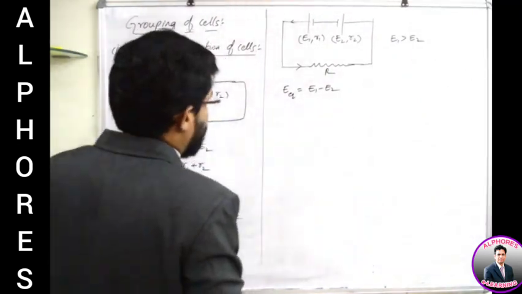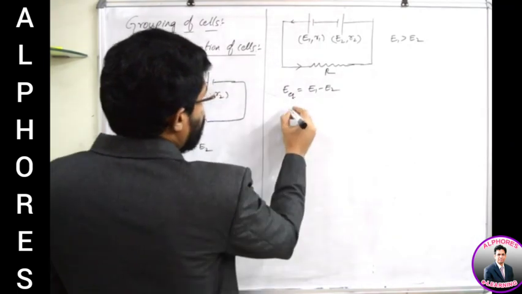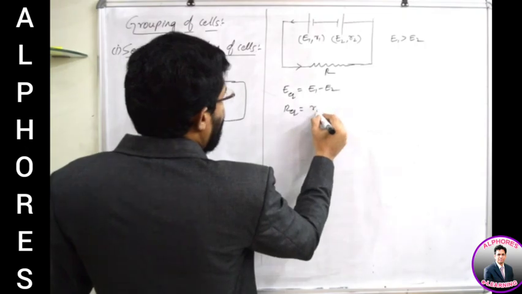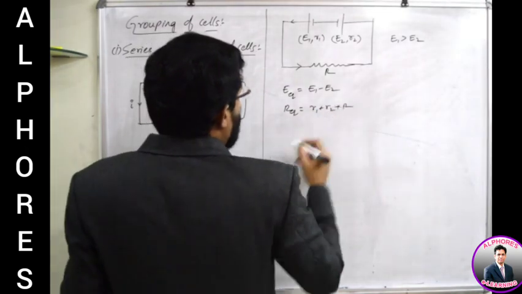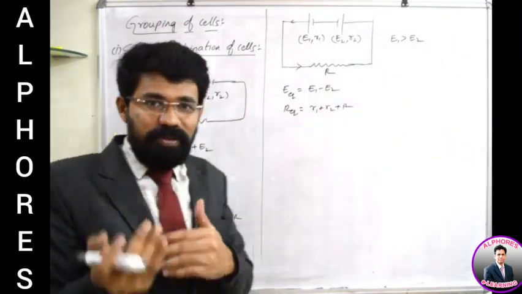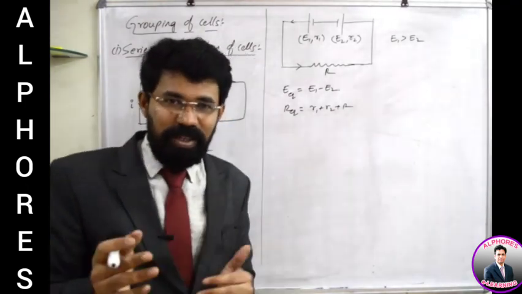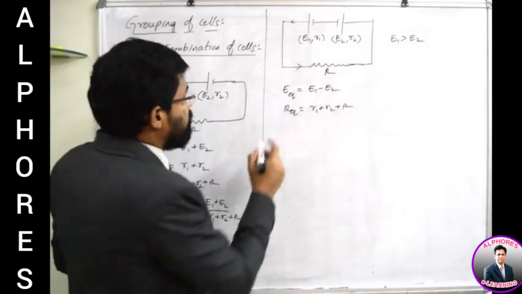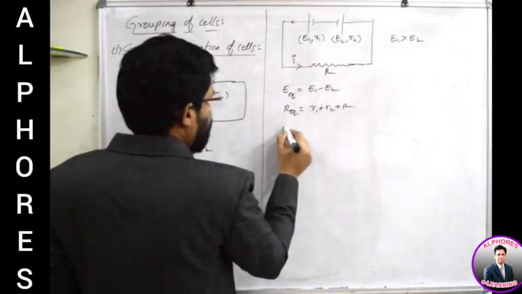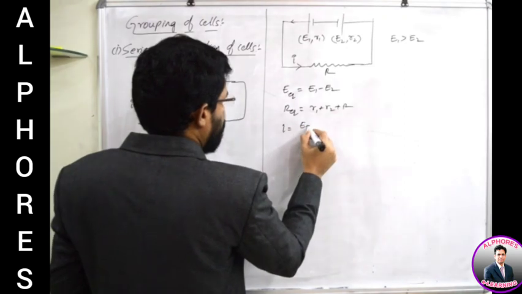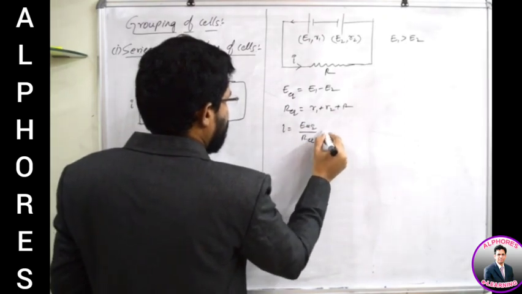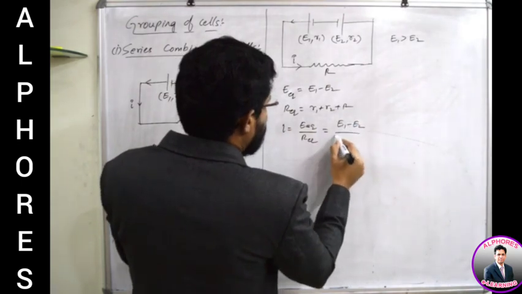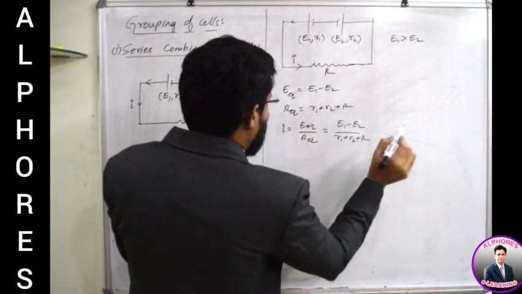So E equivalent is E1 minus E2, and R equivalent, directly I am writing, total resistance R1 plus R2 plus R. Whether they are connected in reverse direction or in the same direction, it doesn't matter, resistance will be the same, R1 plus R2 plus capital R. So whatever current is there in the circuit, that I can be expressed as E equivalent by R equivalent, which is E1 minus E2 divided by R1 plus R2 plus R.